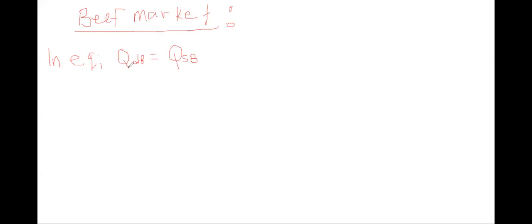So our quantity demanded for beef is nothing but 82 minus 3 times the price of beef plus the price of pork. That is, this is the quantity demanded for beef, which equals the quantity supplied for beef, which equals minus 5 plus 15 times the price of beef.